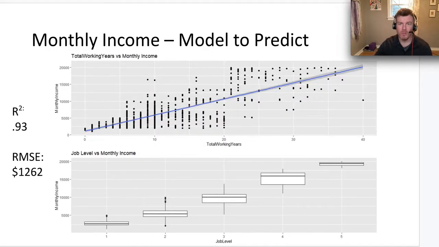Ultimately, what we found was our regression model only needed two variables, total working years and job level. At this level, we had a 0.93 R-square and we had an RMSE of $1,262. In the interest of parsimony, we chose to stop here.